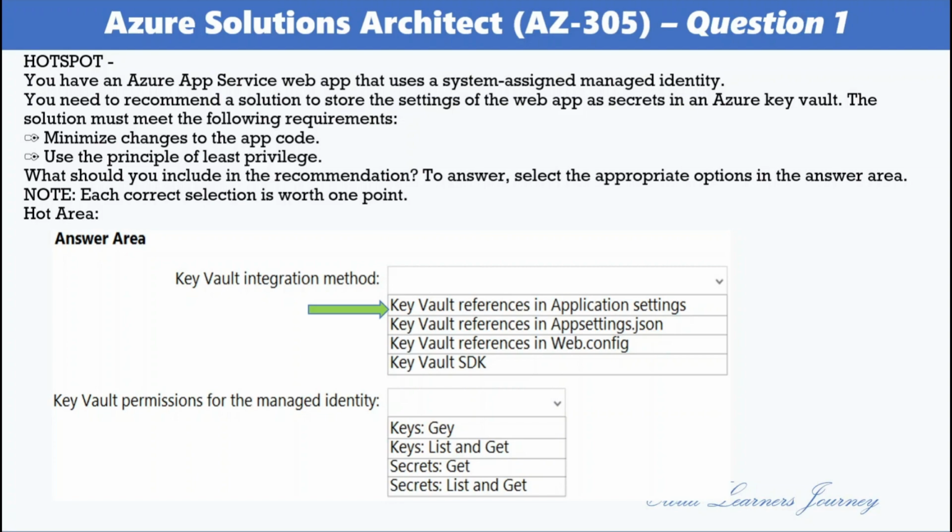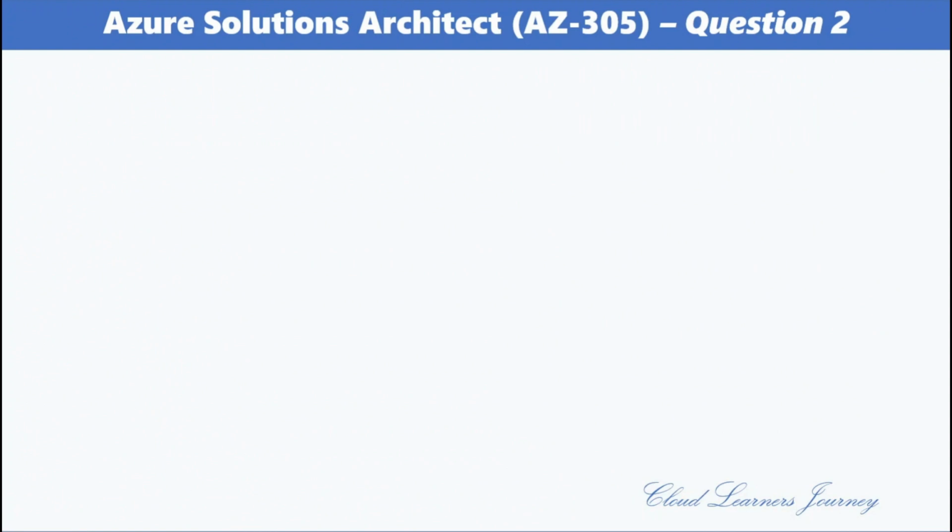For second answer area, Key Vault permissions of the managed identity, and the options are keys get, keys list and get, secrets list and get, and the correct option is secrets get. In order to read secrets from Key Vault, you need to have a vault created and give your app permission to access it.